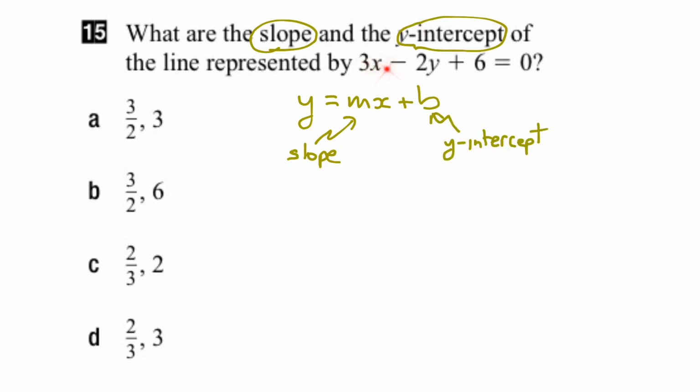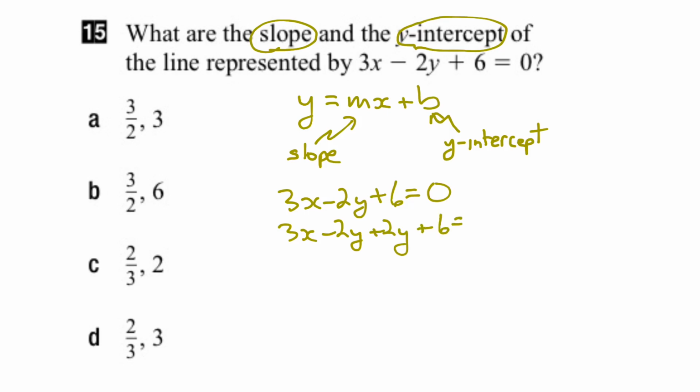So let's rearrange this equation, which is in standard form, and put it into y equals mx plus b form. Okay, so we'll bring it down here. 3x minus 2y plus 6 equals 0. And what we have to do is isolate the y on one side by itself. So to do that, I'm going to add 2y to both sides to eliminate the 2y from the left side. And if I add 2y to the left side, I've got to do it to the right side.